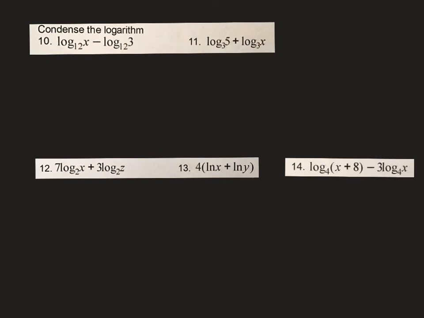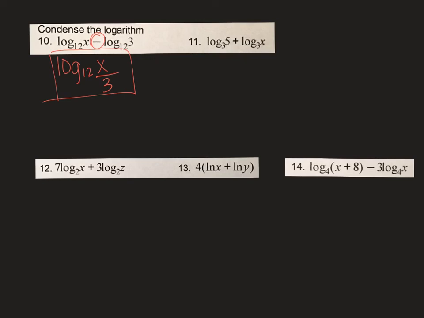So the last thing that we're going to do with our logarithms is condensing. So that's just going backwards with the expansion. So usually the first thing you look for is your exponents, and then you look at multiplication and division after that. So in number 10, we have log base 12 of x minus log base 12 of 3. So that minus means division. So log base 12 of x over 3, final answer.